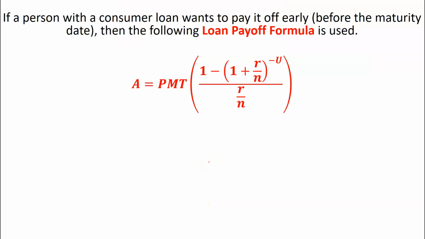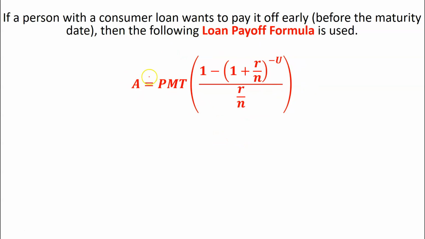Okay, switching gears a little bit. Now you're at the end of the loan. Some people just continue to pay those monthly payments until it's done. But some people, after maybe a period of time, will say, hey, I have the money to pay off this loan. I'm sick of making a monthly payment. I want to pay it off early. That's what this formula is used for.